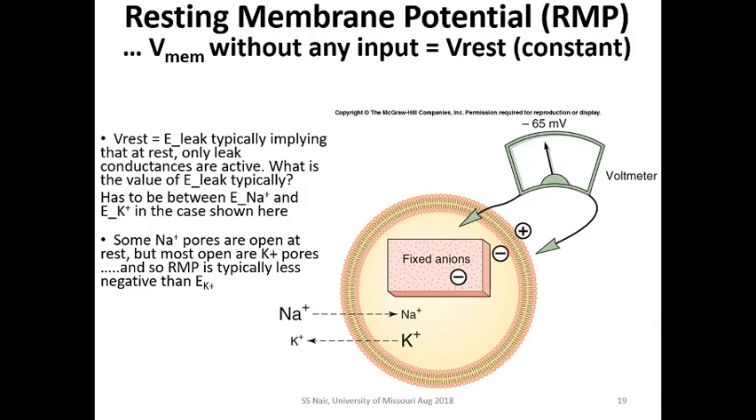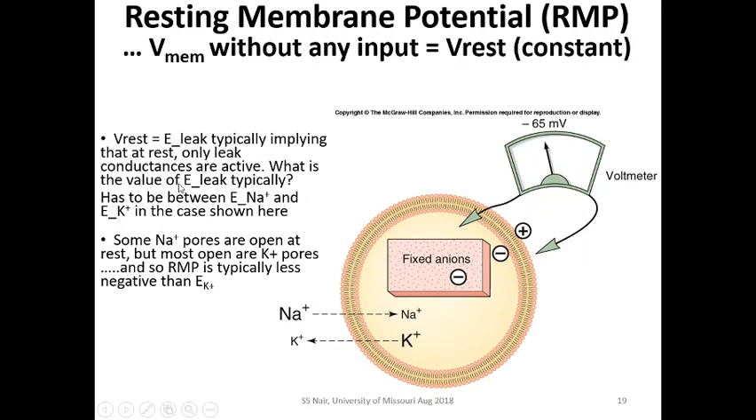Now we come to this concept of resting membrane potential. We have all the tools to address that. Resting membrane potential is the V membrane, VM or V, without any input. There's no input coming into the cell, current or anything. It's just resting. And that's termed V rest, which is typically a constant for a particular cell, and it may differ for different cells. And V rest typically is E leak or very close to E leak, implying that at rest only leak conductance is active. If that is true, then V rest is equal to E leak.